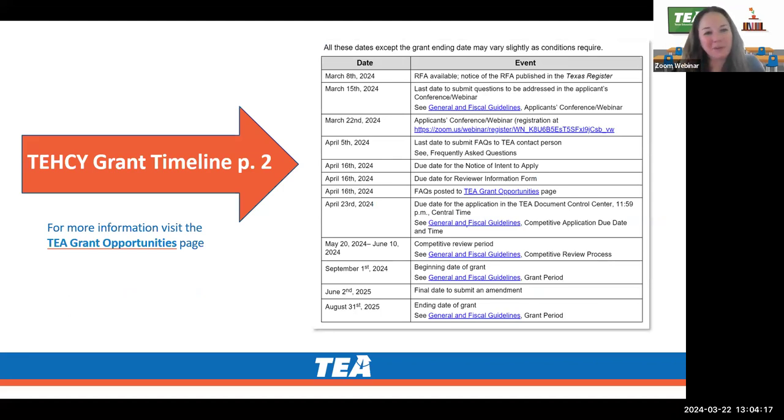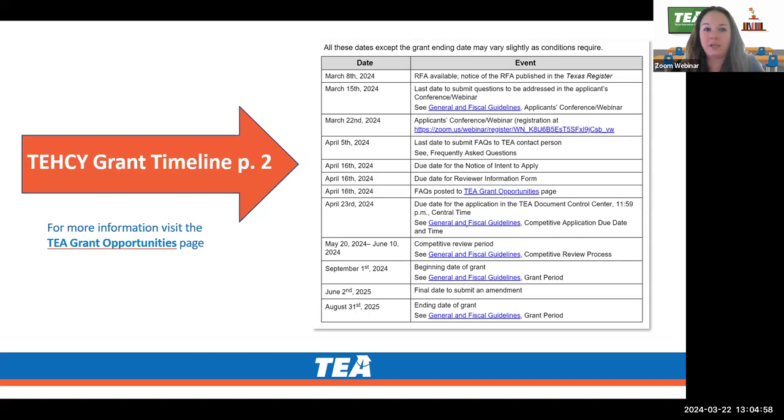Our TEHCY grant timeline is found on page two in your program guidelines. Throughout this webinar, we're going to give you the page numbers for your program guidelines, so feel free to follow along as you are participating. The first date is March 15th, the last date to submit questions to be addressed in the applicants conference and webinar. March 22nd is the registration for you to be here. As I stated previously, April 5th, which is coming up, is the last day to submit your frequently asked questions to TEA.